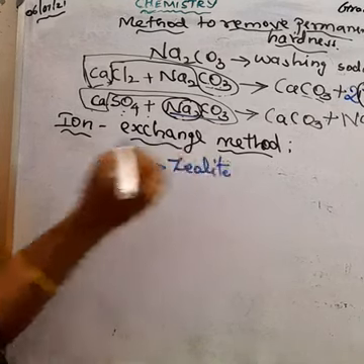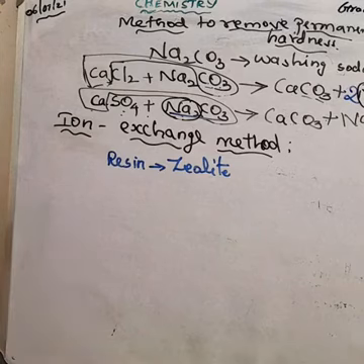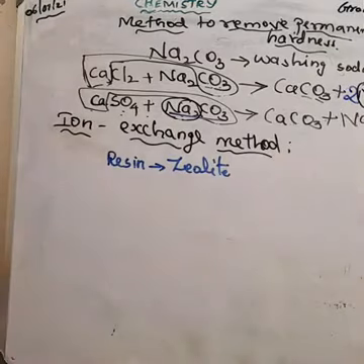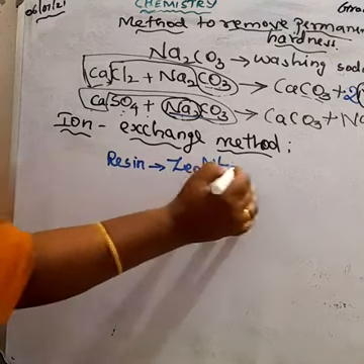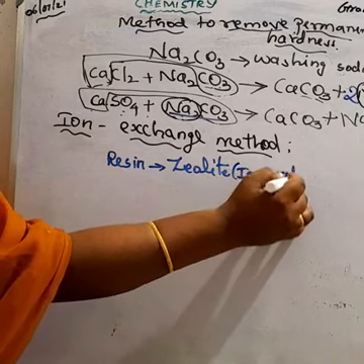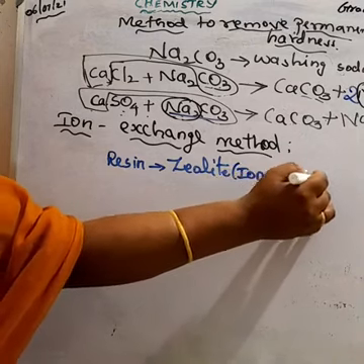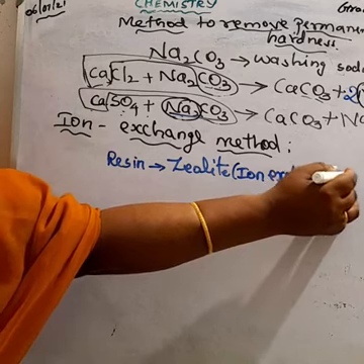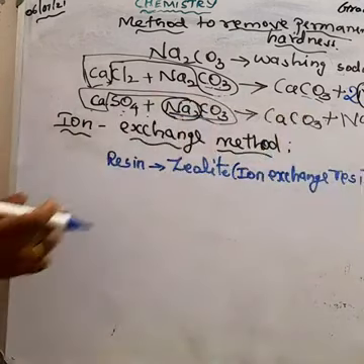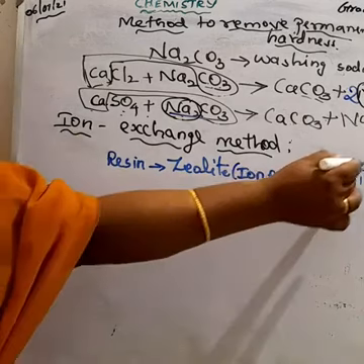Zeolite. Which resin are we using here? Zeolite means ion exchange resin or ion exchange bed. By passing the hot water through the zeolite, we can remove the cations or anions present in hot water. Understood? So zeolite, what is the formula for zeolite?